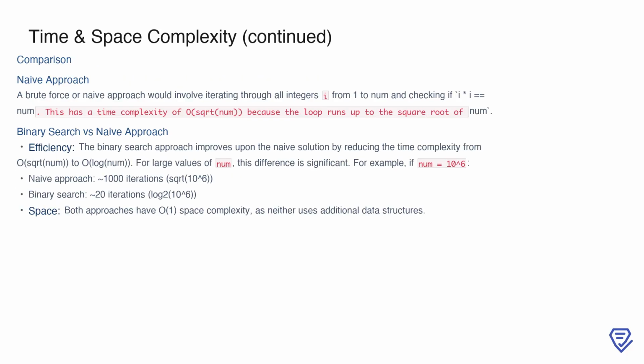When comparing this approach to a naive or brute force method, the efficiency of binary search becomes clear. In the naive approach, we iterate through all integers from 1 to number, checking if the square of each integer equals number. The loop runs up to the square root of the input number, leading to a time complexity of O(sqrt number). By contrast, binary search reduces the time complexity to O(log number) by halving the search space at each step. For large values of number, this difference is substantial.